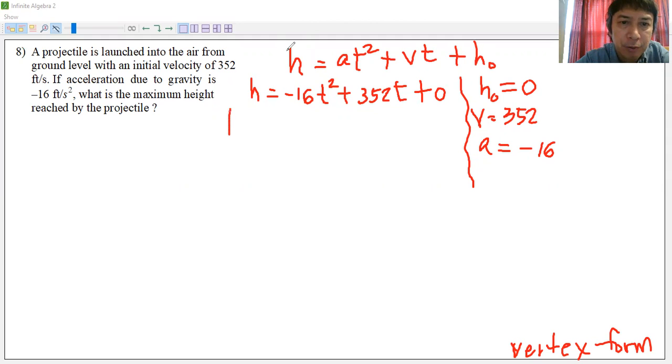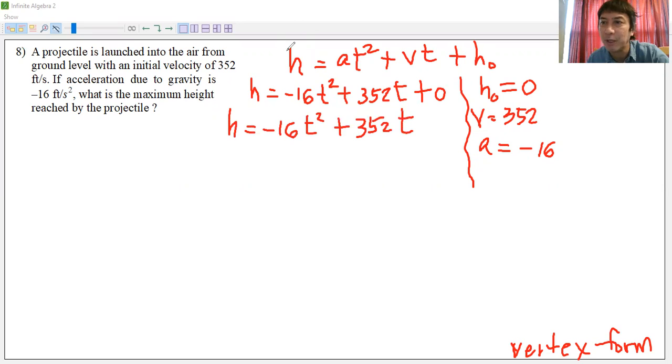H is equal to negative 16t squared plus 352t. Okay, so we don't have to add the 0. All right, let's see if 352 is divisible by 16, so we can factor out the negative 16.